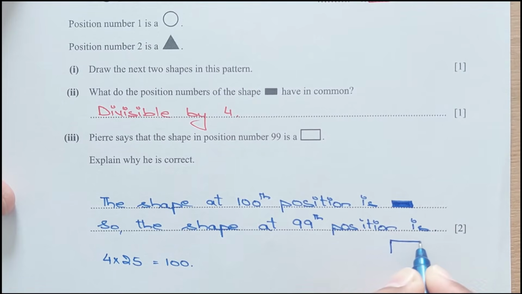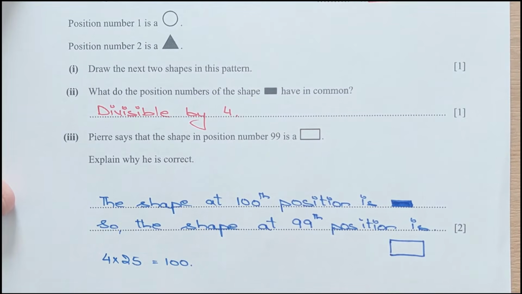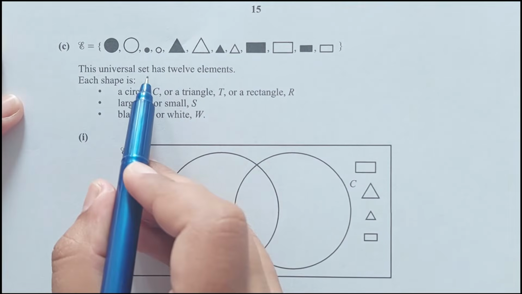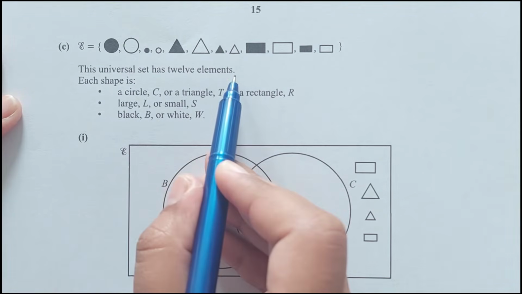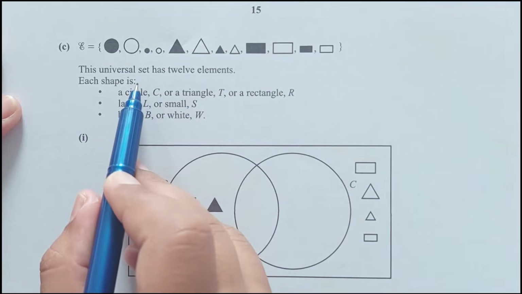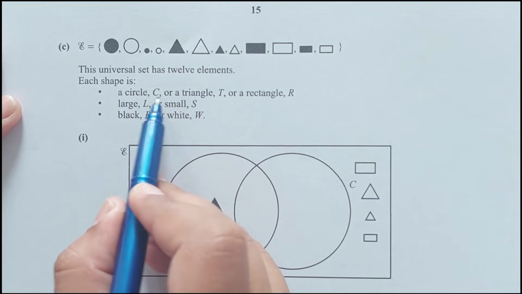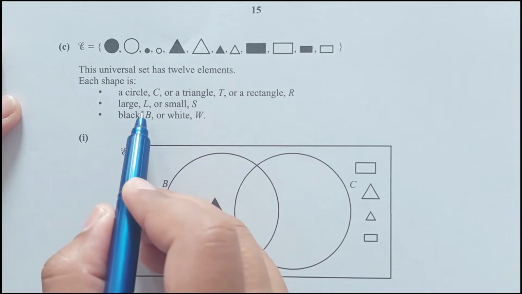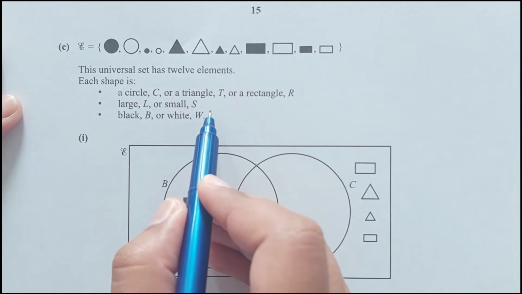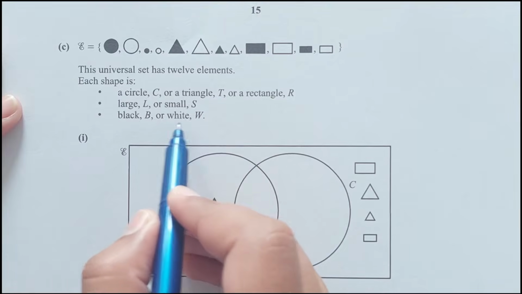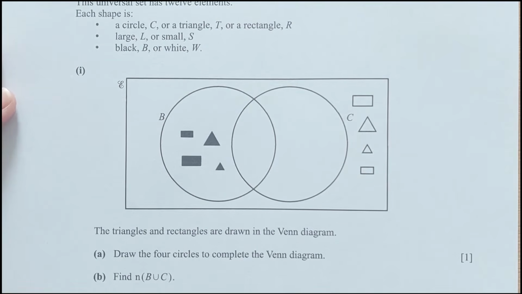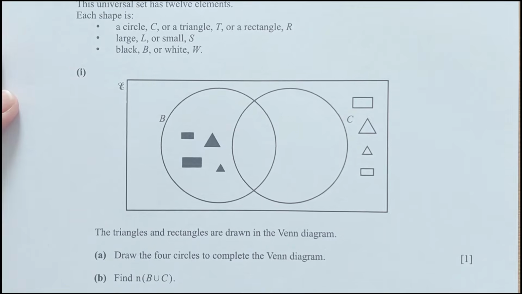A rectangle. So this is why he's correct. Part C, the universal set has 12 elements. Each shape is a circle C, a triangle T, or a rectangle R. Large is represented by L and small by S, black with B and white with W. Now for part 1, the triangles and rectangles are drawn in the Venn diagram.